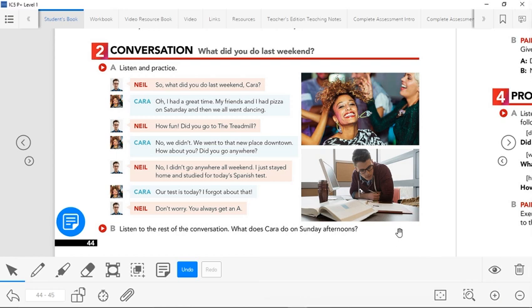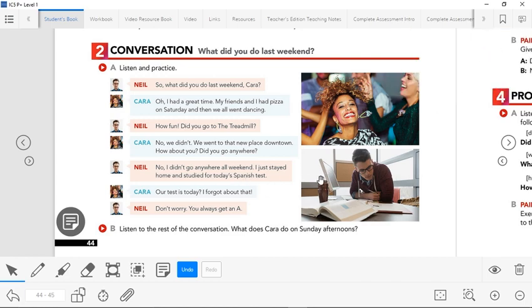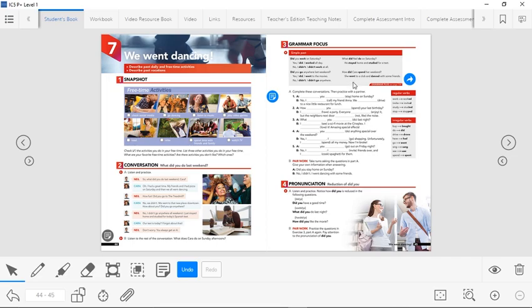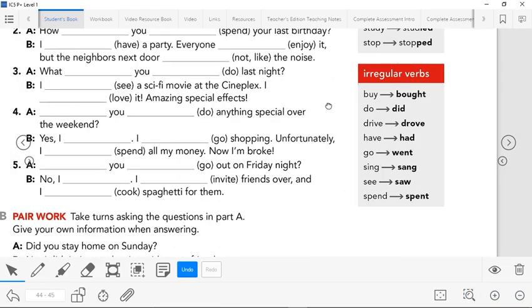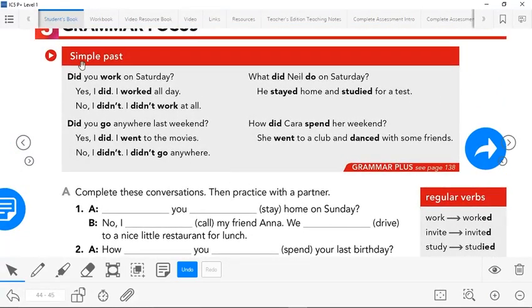Okay, very good. I hope that you got the answers. Let's check. What does Kara do on Sunday afternoons? Well, she works on Sunday afternoons, and she's a cashier. Okay, very good. Now, we're going to be going to the grammar of today. It's quite important. This is one of the main topics in English, and it is the simple past. We're going to be seeing how we make the simple past in just a moment.